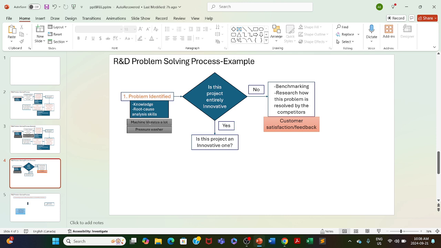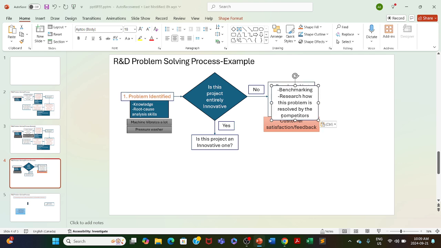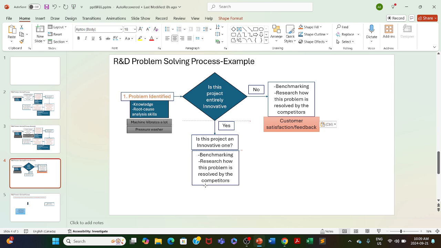For example, you want to use some different material, or you want to come up with options that you can actually use to implement more noise and vibration control. So then it's a true innovative project. And then it will be a little bit more challenging.